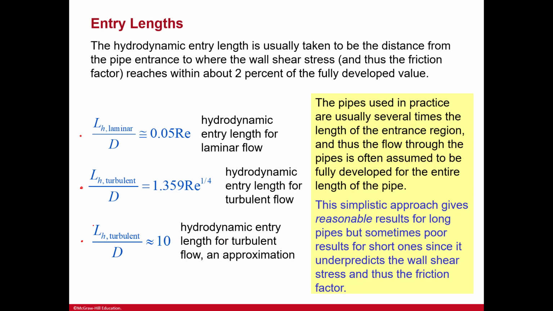Oh, just a note here. You can start mapping it at about 2%, right? So the entry length is taken to be the distance from the pipe entrance where the wall shear stress reaches within about 2% of the fully developed value. So that's when you can start and plot the start of that length.